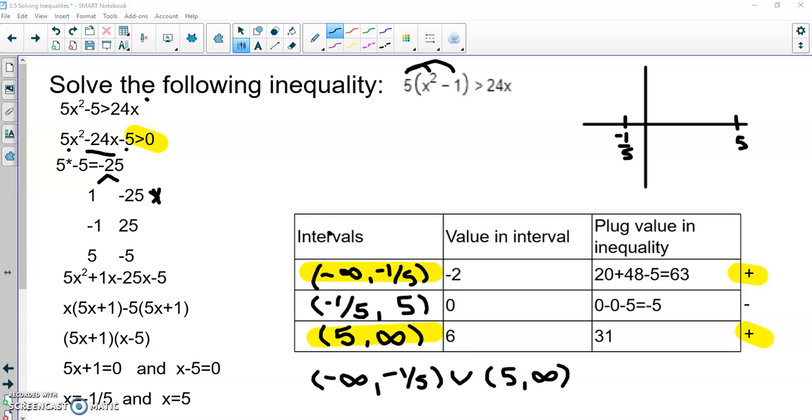Another way you could have looked at this is, we know the x-intercepts are negative 1/5 and 5, so we could have made a sketch of the parabola. Hopefully you realize the parabola opens up because the a, which is 5, is a positive value. So I know my parabola has to go through those two points on the x-axis and it has to open upward. So again, a quick sketch here would give us something that looks like this. And then from there, it's easy to see that the graph is above the x-axis, or greater than 0, on the intervals from negative infinity to negative 1/5 and from 5 to infinity.